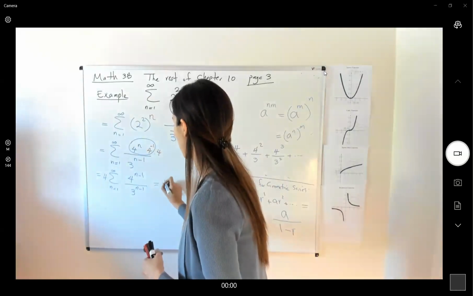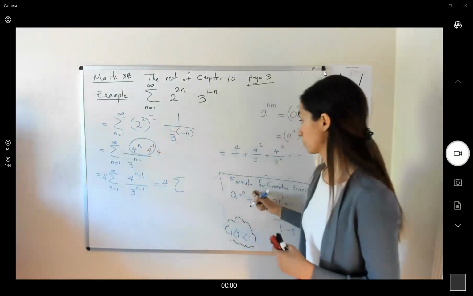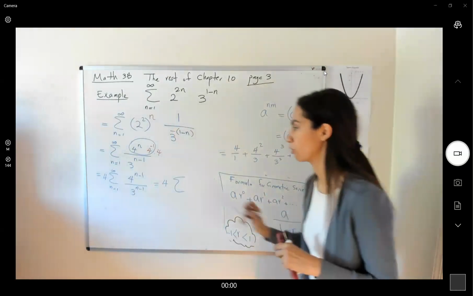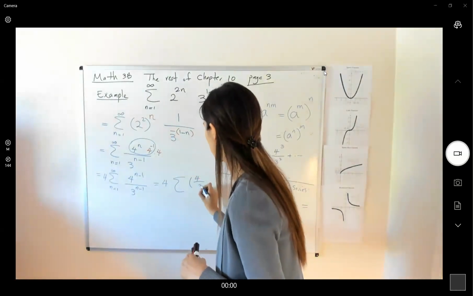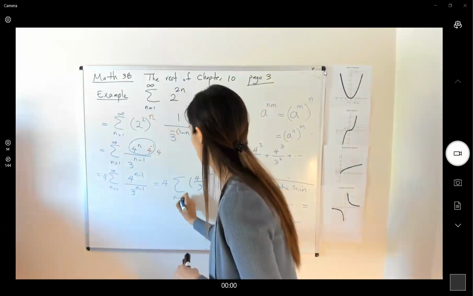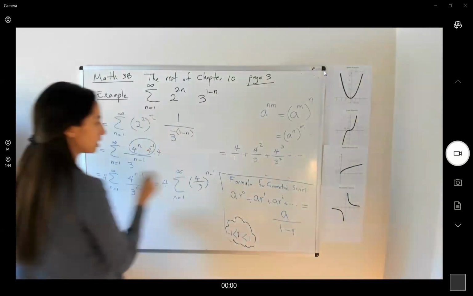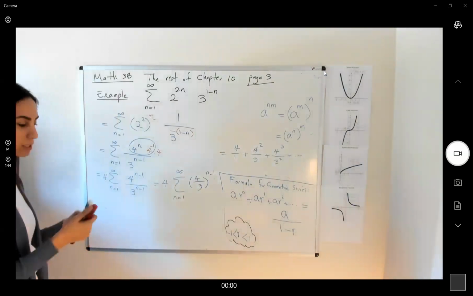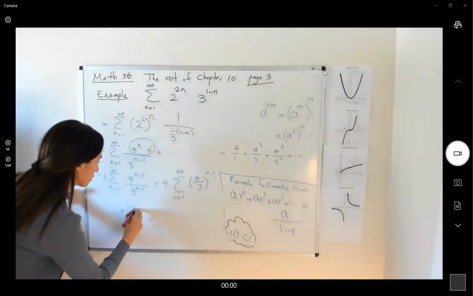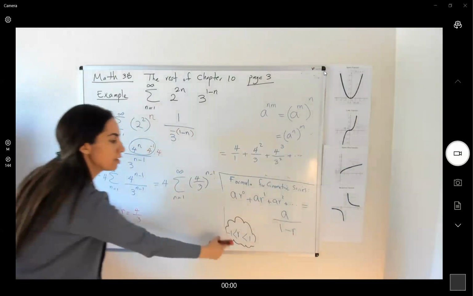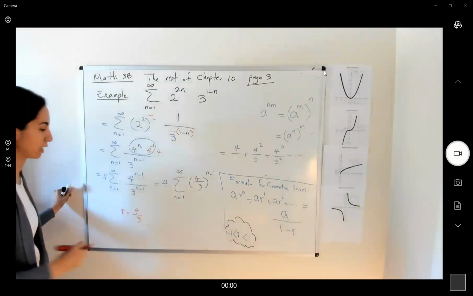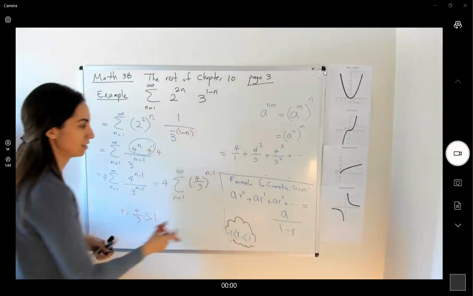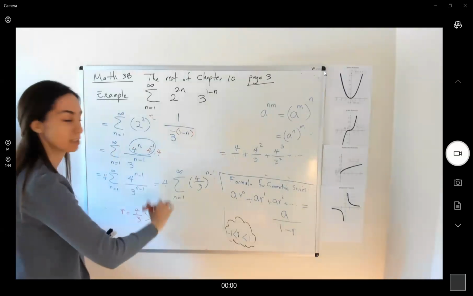Now I can apply the formula. First, check to see if your ratio is between -1 and 1. So I have 4 thirds raised to n minus 1. N starts from 1 and goes to infinity. My ratio R is 4 thirds. It's not in between -1 and 1. This is greater than 1. What's the meaning of that? It means that it is a divergent series.